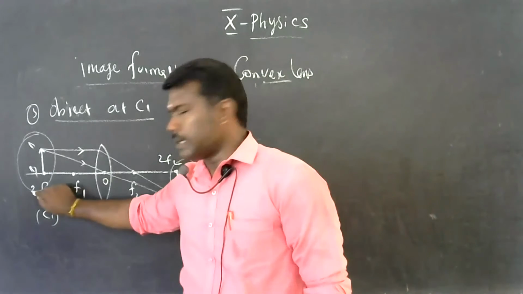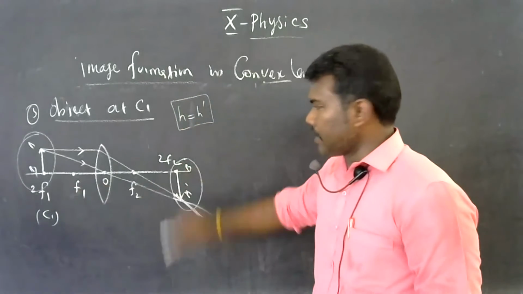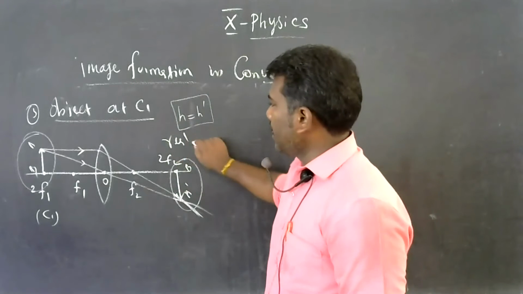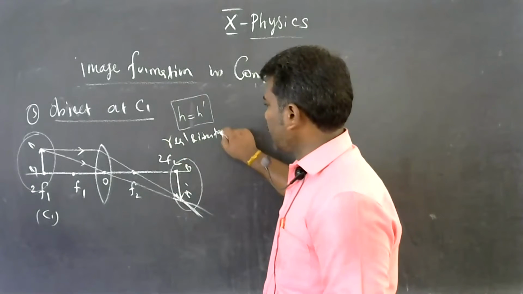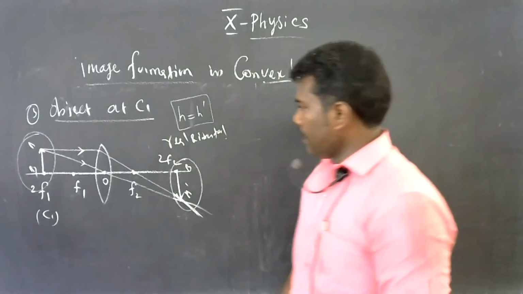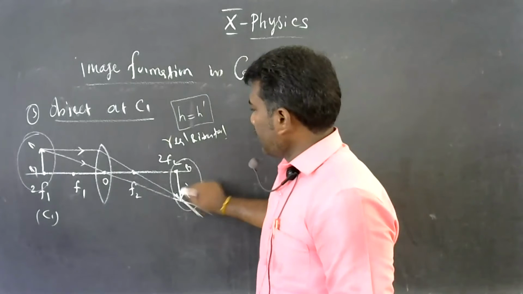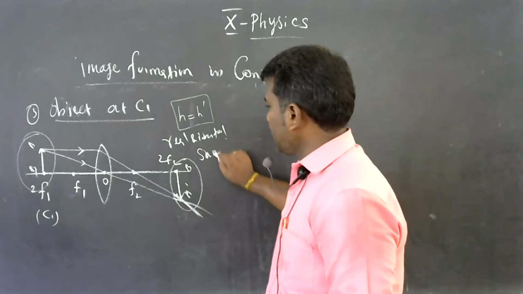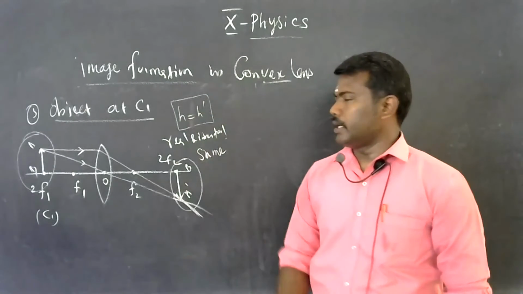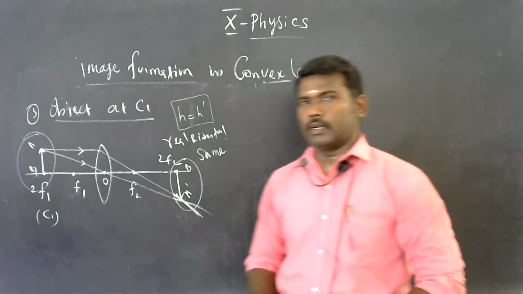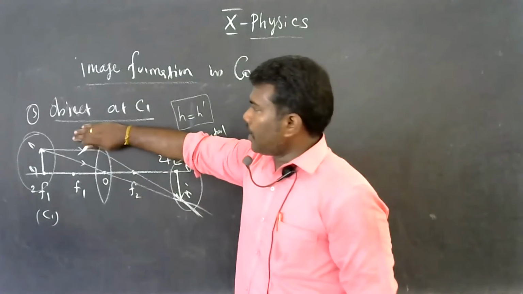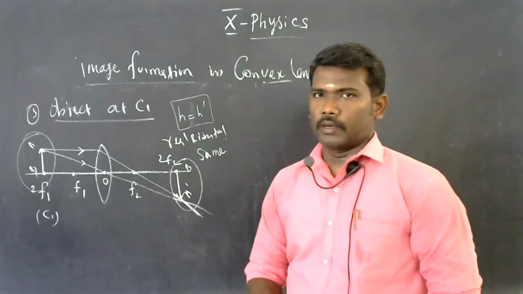If you are locating the object at 2F1, the image will be formed at 2F2, and the nature of the image is real and inverted. The nature is real and inverted, and the size is the same size of the image as the object. So H is equal to H dash, or AB is equal to A dash B dash. This is with respect to when the object is located at C1.